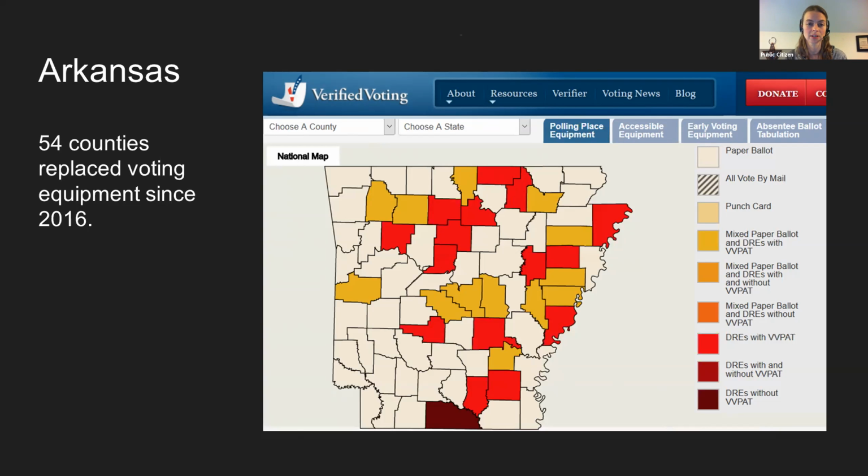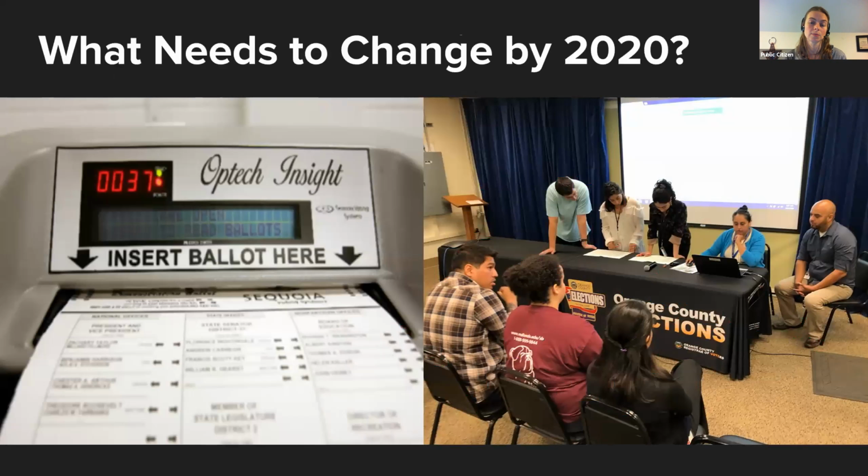So I just want to applaud Arkansas for moving away from paperless direct recording electronic machines. It's wonderful, and they have one county left that needs funding to go there, but they made excellent use of their federal funds and state funds to move to more secure systems.